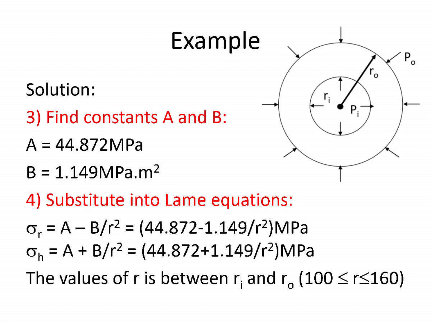Next, we substitute these constants back into Lame's equations. This gives us expressions for radial stress and hoop stress that are valid for any radius between the inner and outer surfaces of the cylinder.